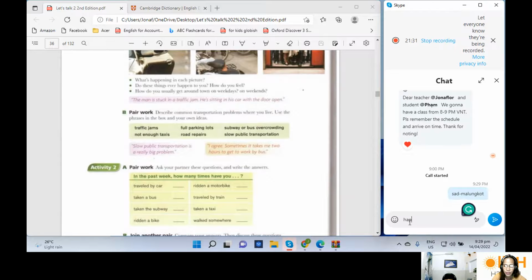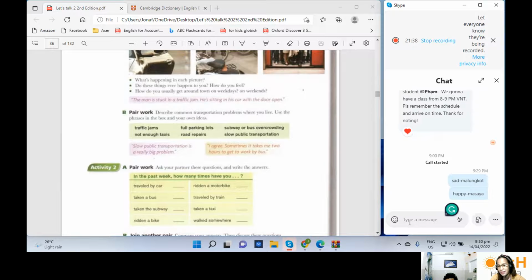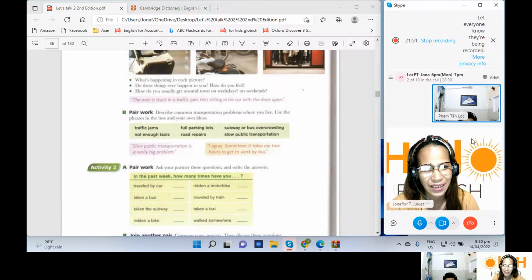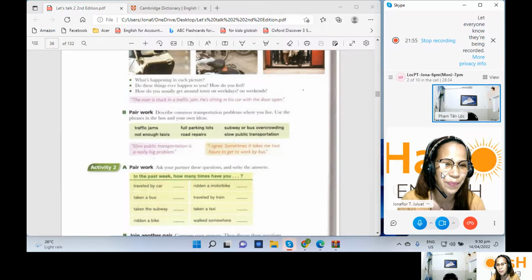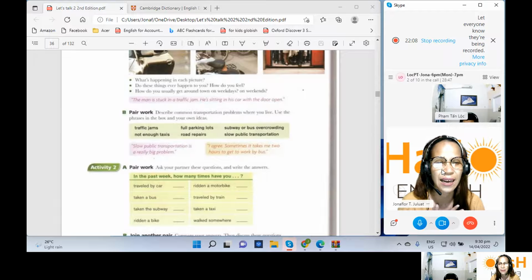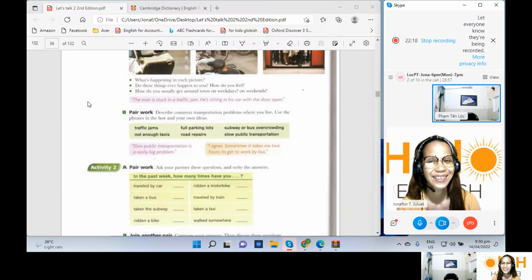Malungkot. Yes, sad, malungkot. And happy, when you say happy in our country, this is masaya. Masaya. I am so happy. Can you translate to Filipino? I'm so happy. Masaya ako. Oh, I can learn a lot about you. Yes. Ako means me. Yes, I know that. Masaya ako, I'm happy. But when you say masayang masaya ako, I'm very, very happy.